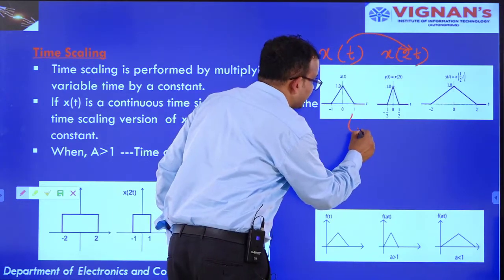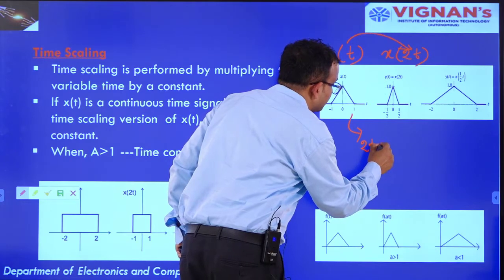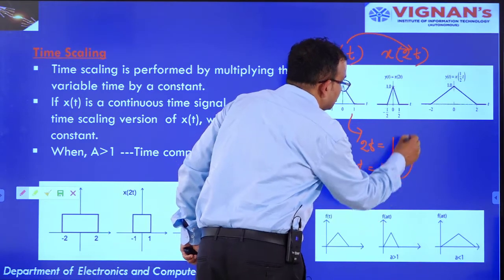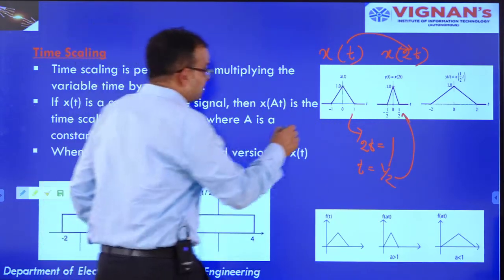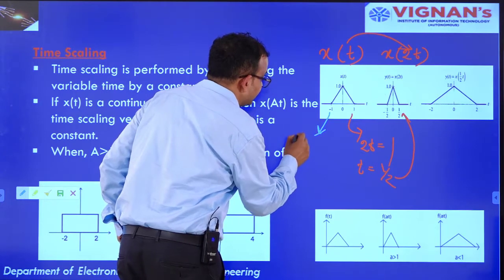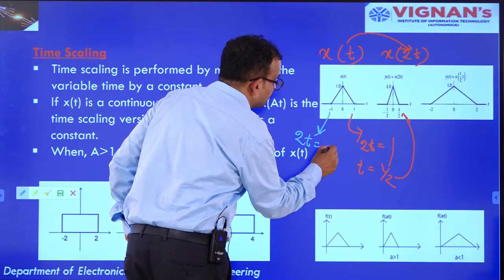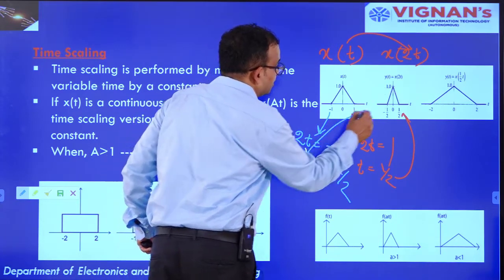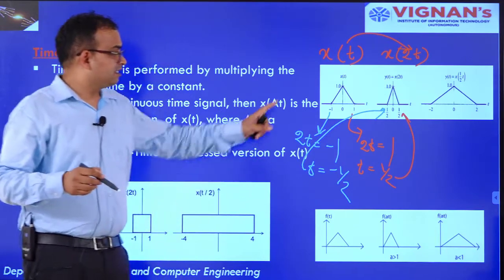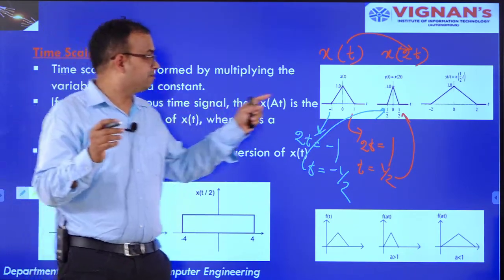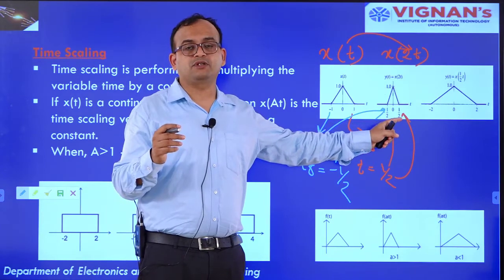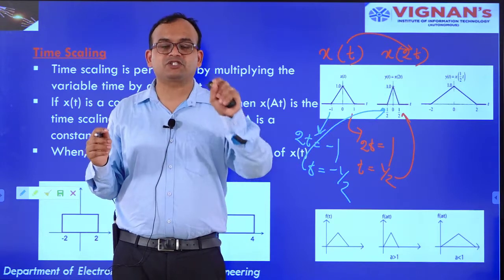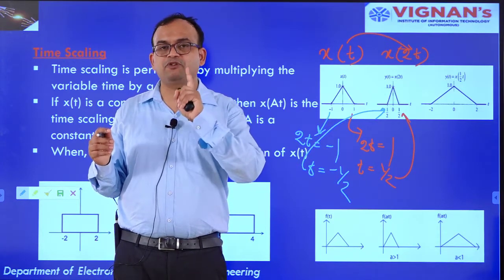So this point can be taken as 2t equal to 1. So t is coming here as 1 by 2. Similarly, for this point we can write 2t equal to minus 1, so t equals minus 1 by 2. This point will go here. So the new value of t will be from minus 1 by 2 to 1 by 2, that is, minus 0.5 to 0.5, with the amplitude remaining constant. It will not change. These things you have to remember.